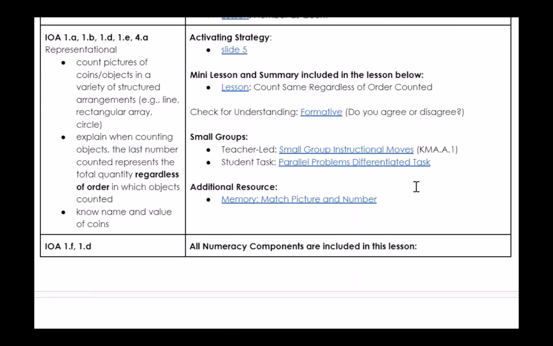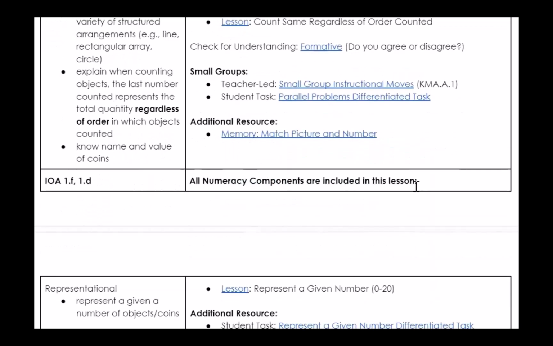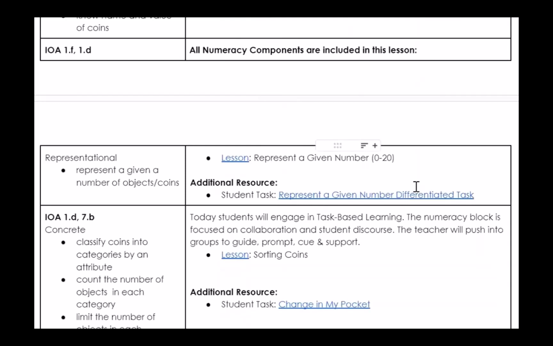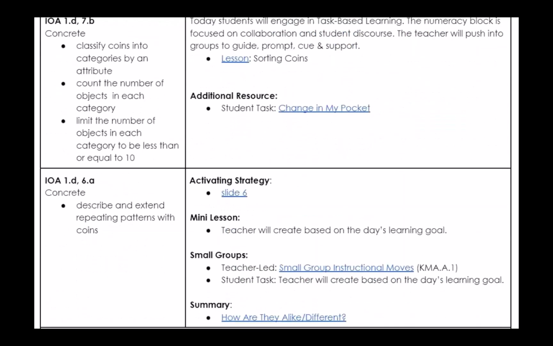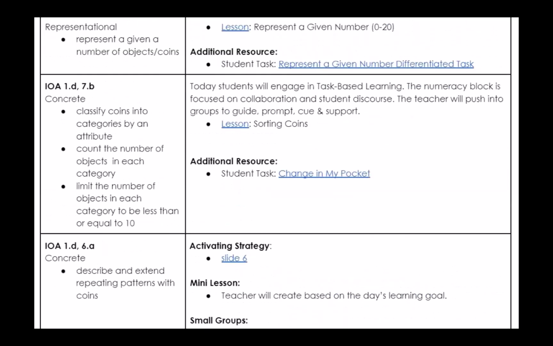After students have counted sets of up to 20 coins and represented the number in the set with written numerals, students will apply the skills they've learned to represent a given number with a set of objects with IOA 1F. This IOA was first introduced in Unit 1, where students represented numbers 0 through 10 with a set of objects. Students will now do this with numbers 11 through 20. Students will conclude their work with IOA 1D and counting sets of up to 20 objects by sorting coins, as well as describing and extending patterns with coins.